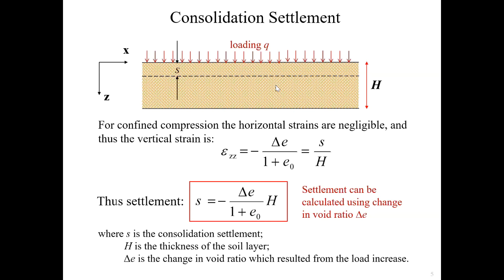Would delta e be the original height versus S? Delta e, that's the change in void ratio. If you apply some load, then the void ratio will gradually decrease. So that's the change in void ratio, and if this void ratio changes, then if you look at the macro view, there will be some settlement. So there's a corresponding relationship between S and delta e.